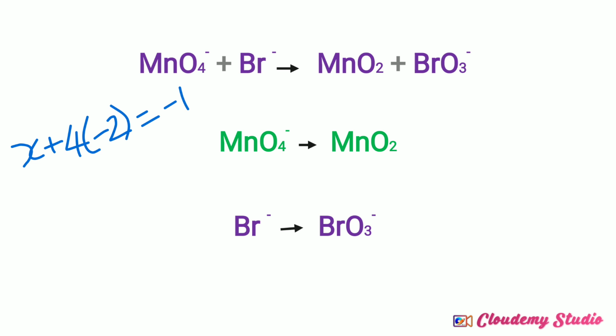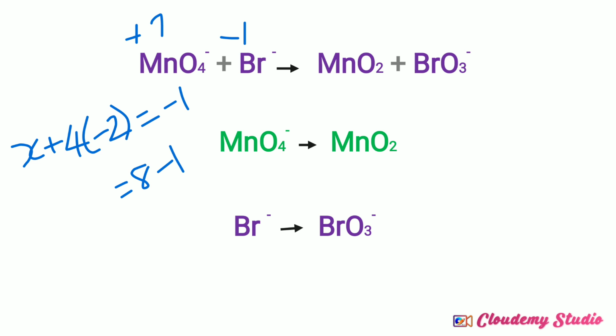So on simplification, X is equal to 8 minus 1, that is equal to plus 7. So the oxidation number of manganese in permanganate ion is plus 7. Here in bromide ion, the oxidation number of bromine is minus 1 because its charge is Br minus 1.